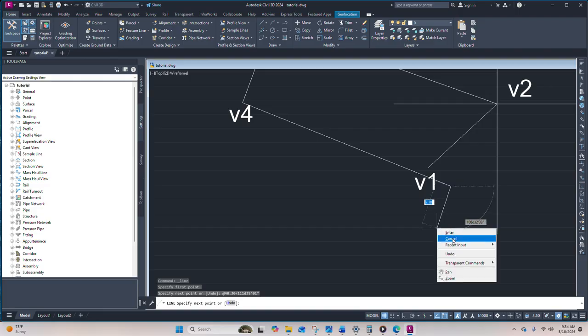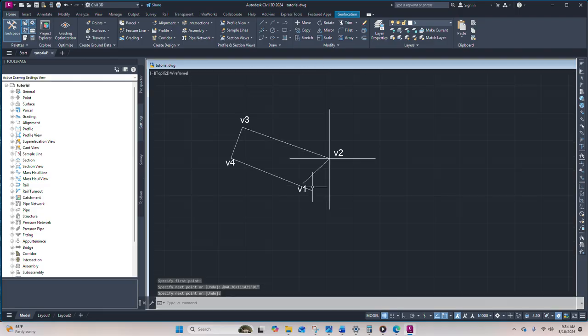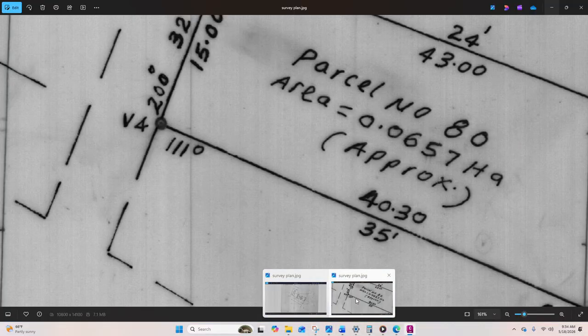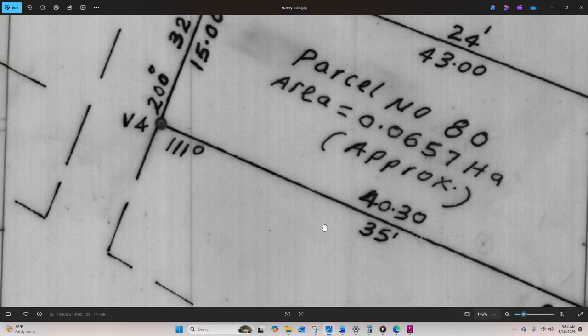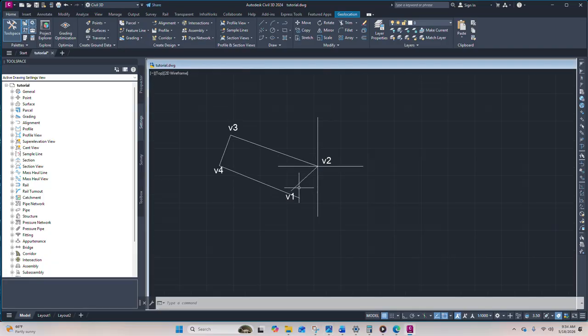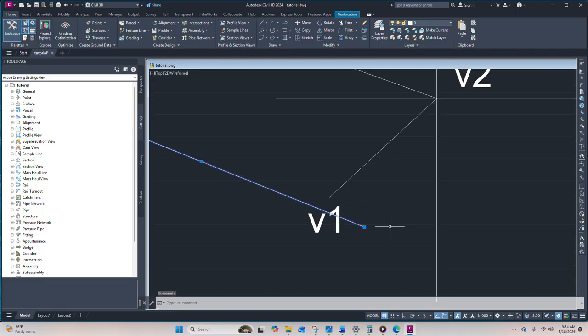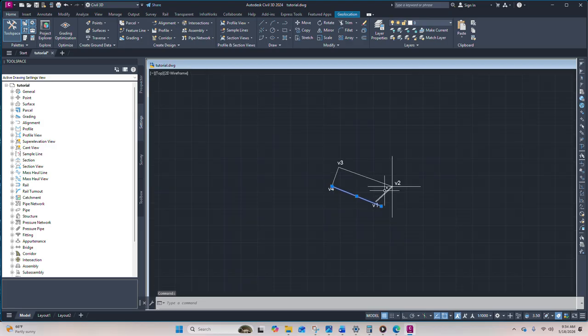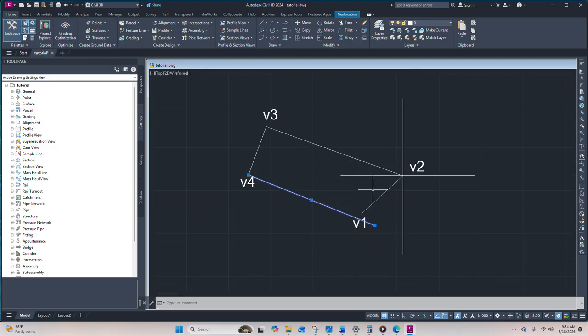So it's not snapping. So there was an error somewhere. Let us recheck the distance and the bearing. 40.3, 111, 35, 01. So basically this one goes to this point. But basically that's how you plot using distances and bearings. In the next lesson we shall go through the procedure, or rather how you measure the distances and the bearings, how you annotate distances and bearings.